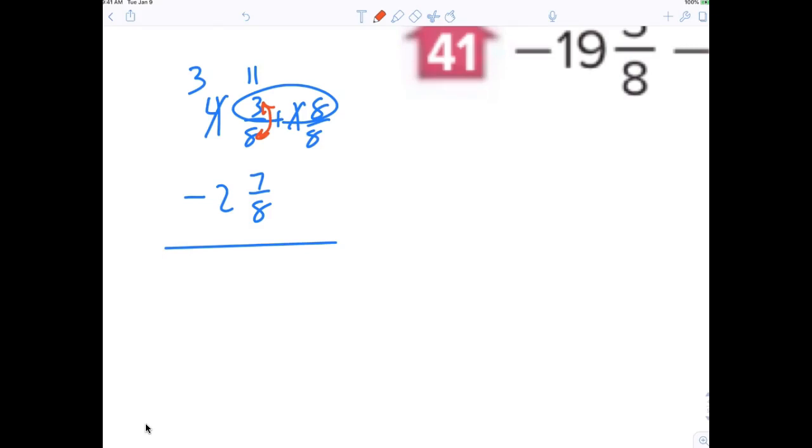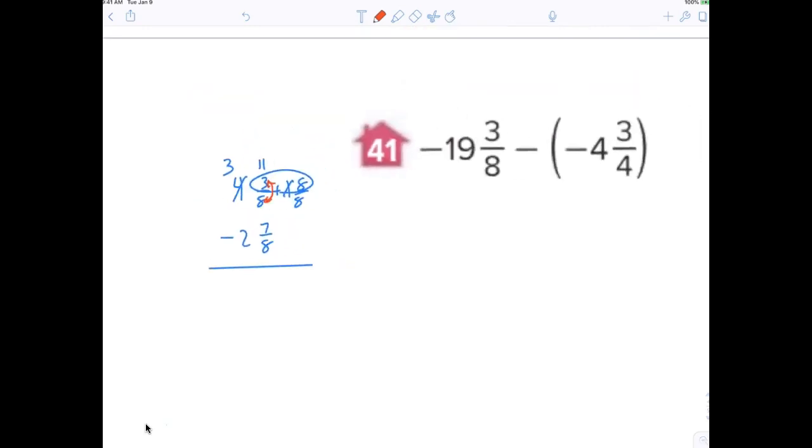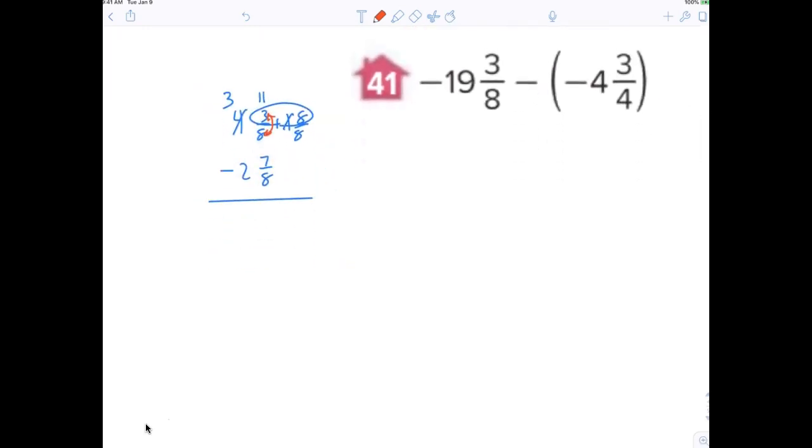All right, so you got to pay attention now because it's a little bit tough. But Harrison's going to lead us through this one. All right, 41. All right, so I'm going to put negative 19 3/8 plus 4 3/4. Okay, so what do I get for a common denominator, Harrison?